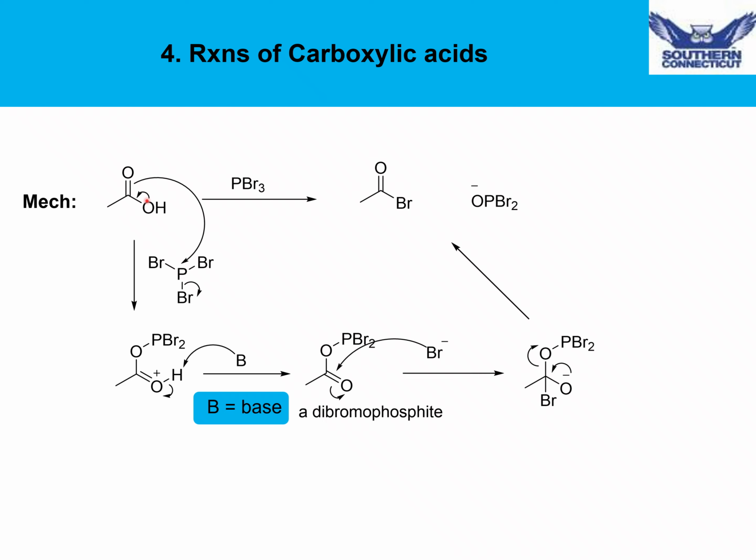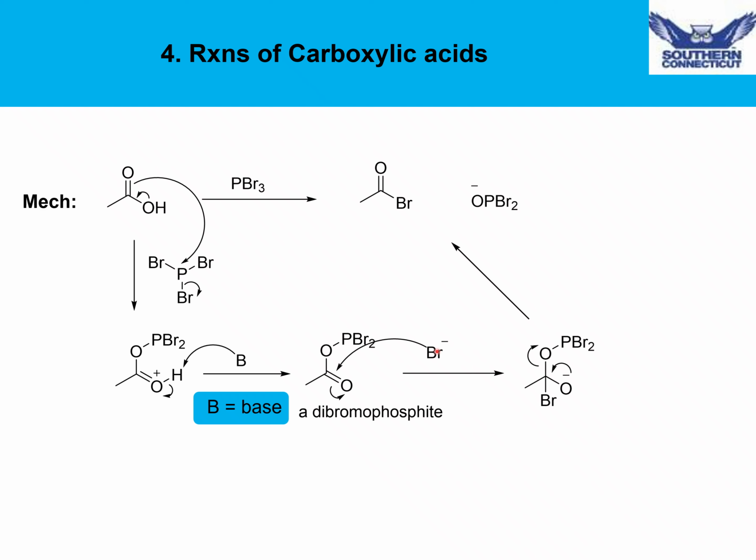The mechanism is pretty similar to what we saw with thionyl chloride. So it starts off with the lone pair on this OH oxygen pushing electrons towards the carbonyl. The carbonyl oxygen then attacks the electrophile, which is this phosphorus, and eliminates one of the halogens on the phosphorus. That gets us to this intermediate. Base removes a proton to give us the key intermediate in this mechanism, called a dibromophosphite. Notice that we have turned the OH group into an intermediate that has a good leaving group.